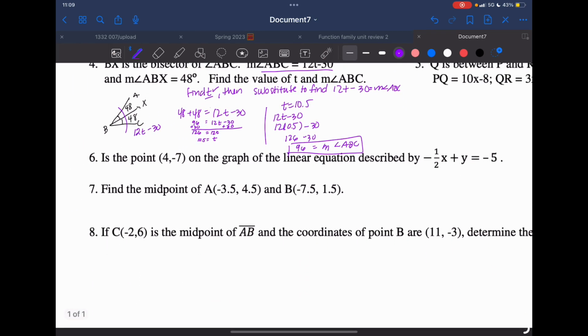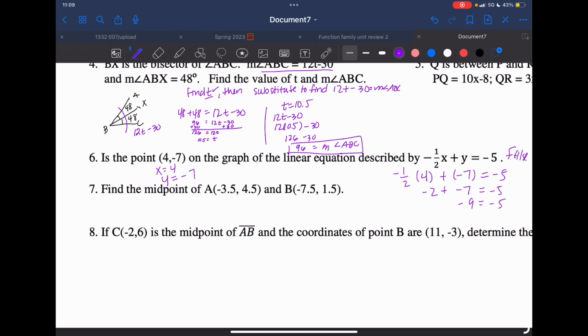Okay, so number 6 says, is the point x equals 4, y equals negative 7 on the linear function described? You could just put this on Desmos, but this is, again, x equals 4, y equals negative 7. Negative 1 over 2 times 4 plus negative 7 equals negative 5. So that's going to be negative 2 plus negative 7 equals negative 5. Negative 9 equals negative 5. So this is false.